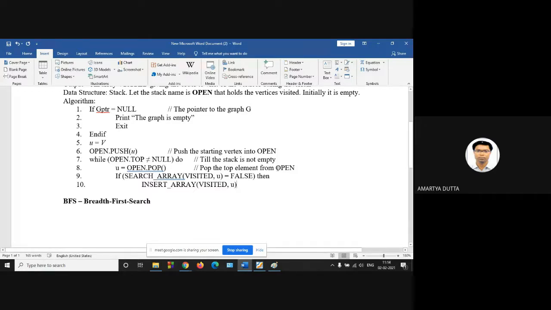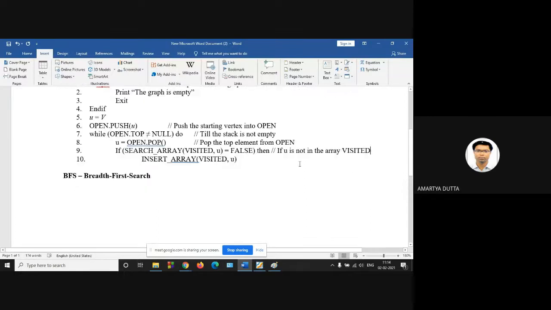So what do you mean by this? It means if u is not in the array visited, okay, then insert u in the array visited. Okay, up to this, any query?